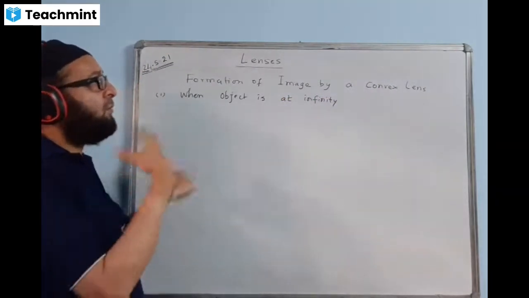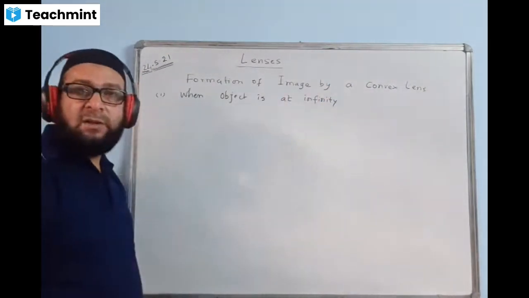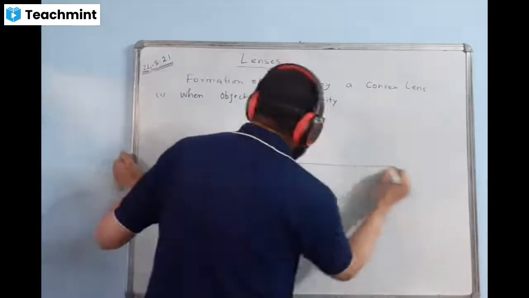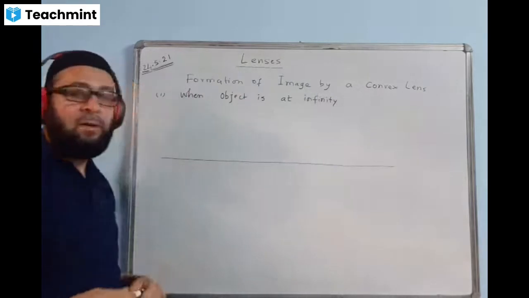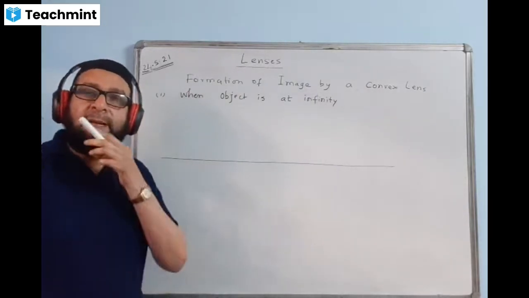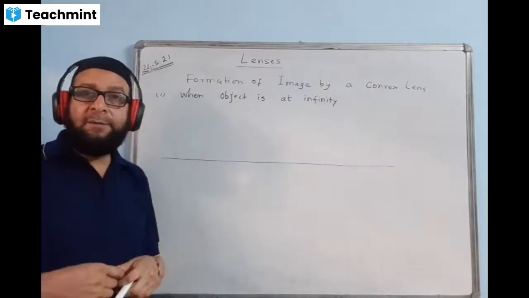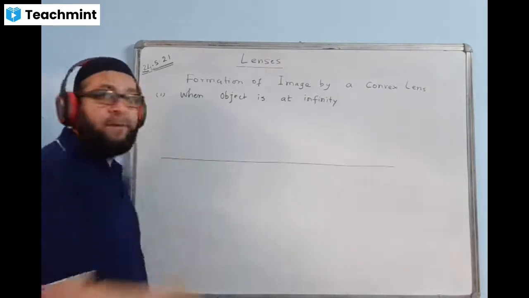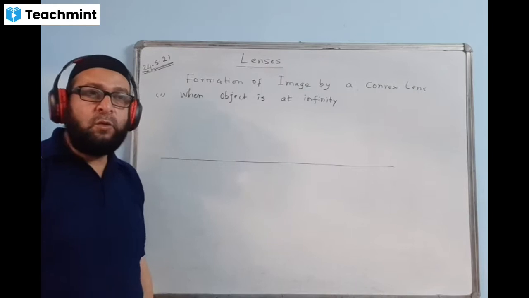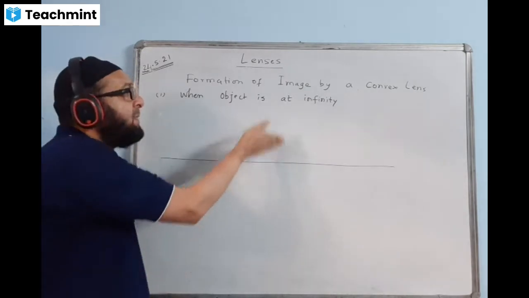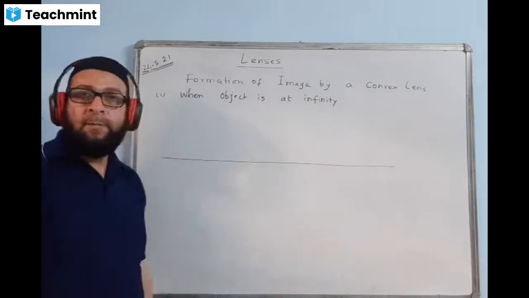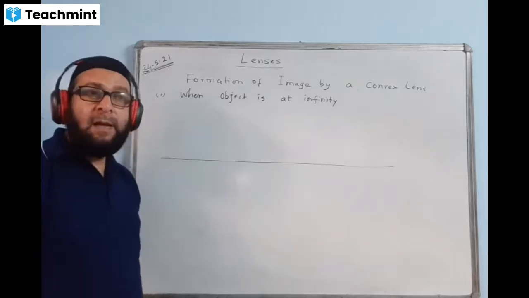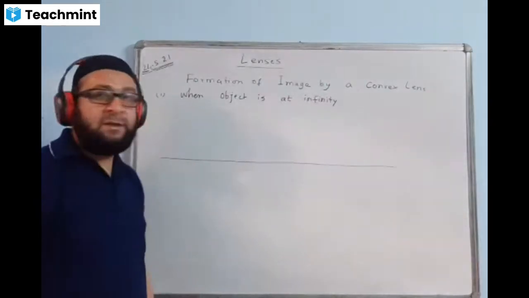First, we are showing the formation of image by a convex lens. For that, we will draw a principal axis. How to draw the principal axis? You draw a line overwriting the ruled line of your page. Choose one of the ruled lines of your copy, keep some space above and some space below, and draw over the same line.